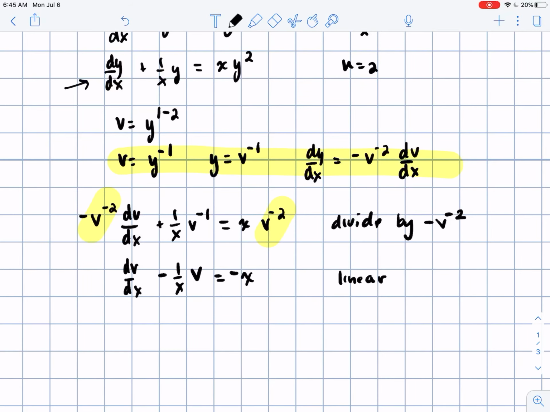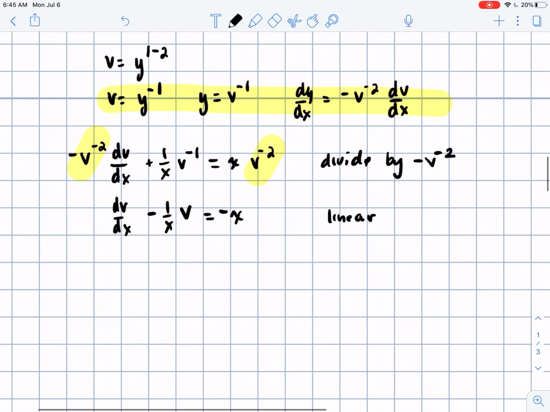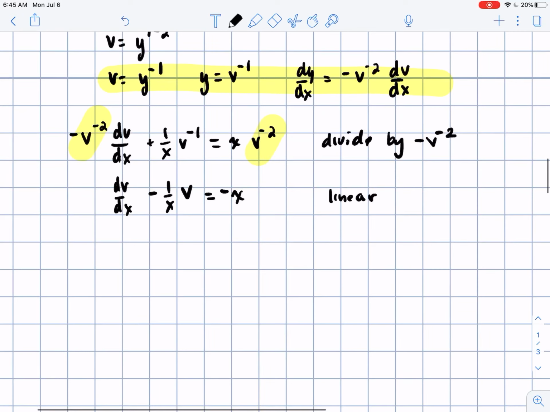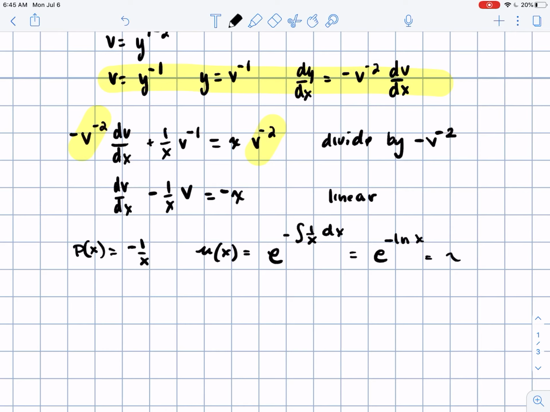You can see it's in that linear form, and we go back to solving linear equations. So my p of x is negative 1 over x, and the integrating factor is going to be e raised to the integral of p of x. So e raised to the integral of negative 1 over x dx, which is e to the negative ln x, which is x to the negative 1. Now I can multiply everything by that factor.